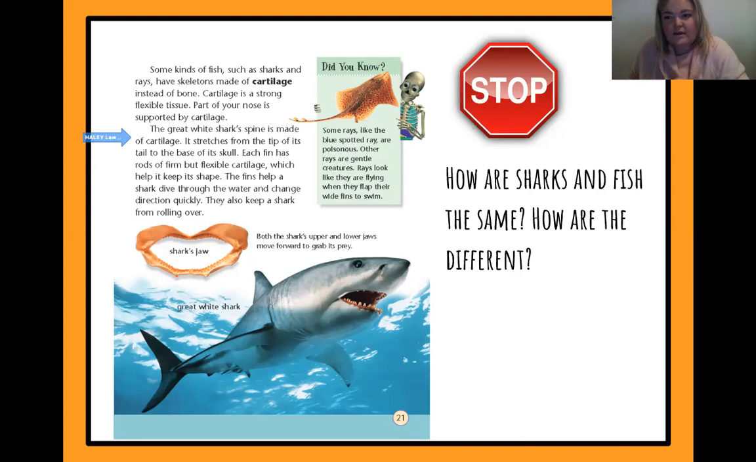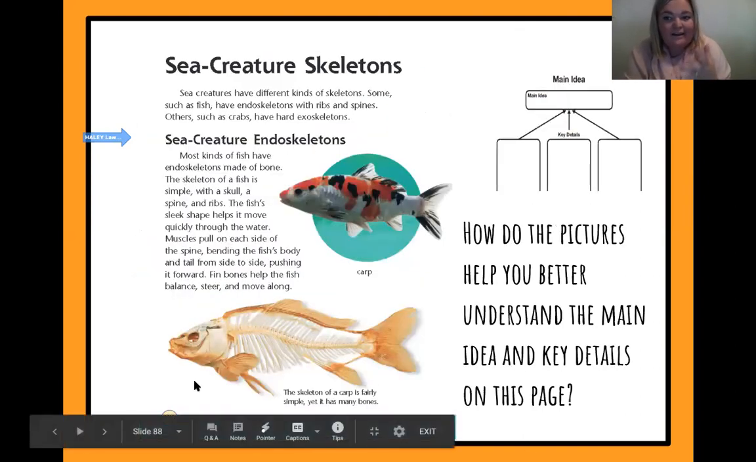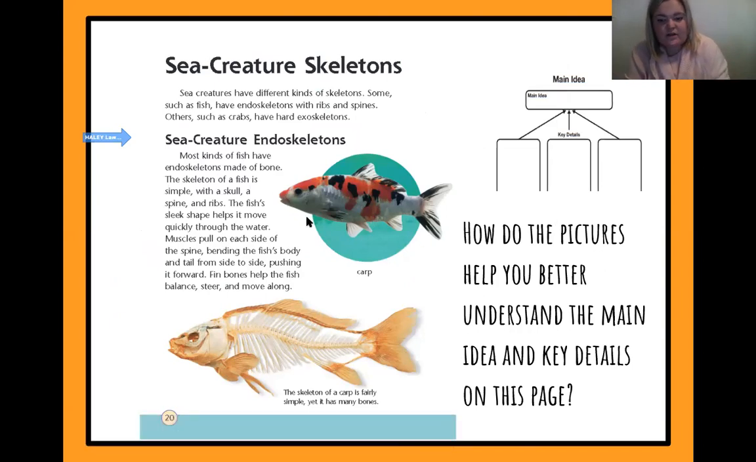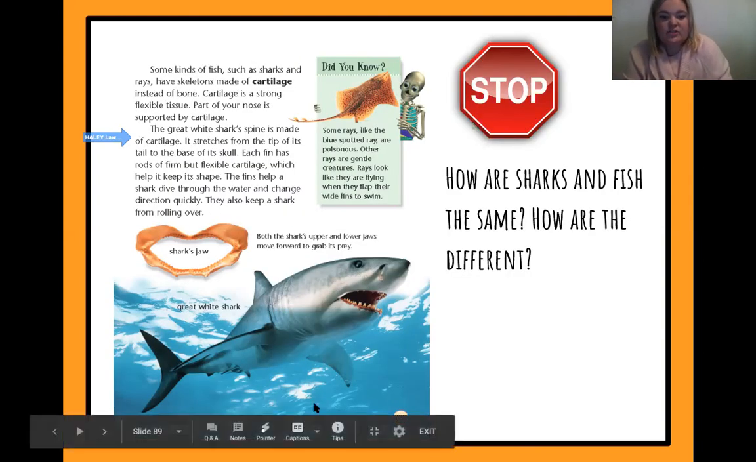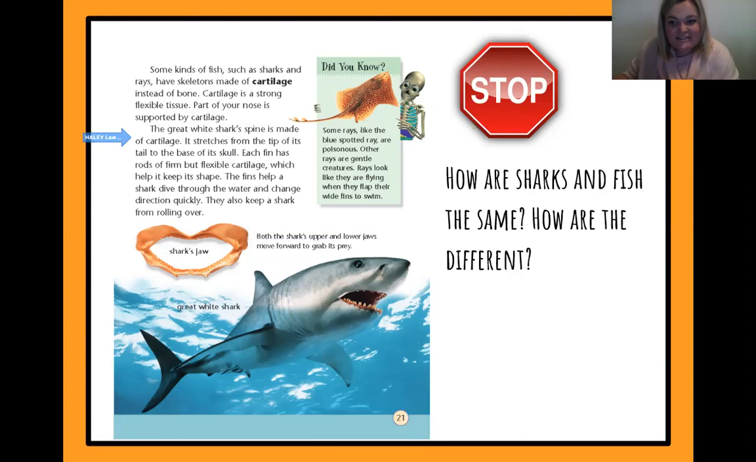So what kind of similarities did you find? How are fish and sharks the same? Yeah, let's look back at this. They both have what kind of skeleton? Endoskeleton or exoskeleton? If we looked at this carp and this shark, what kind of skeleton do they have? Yeah, they both have endoskeletons.